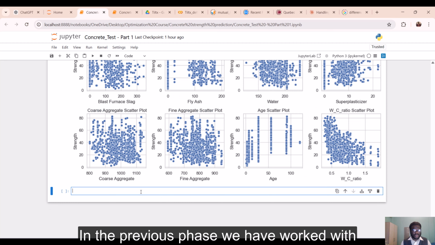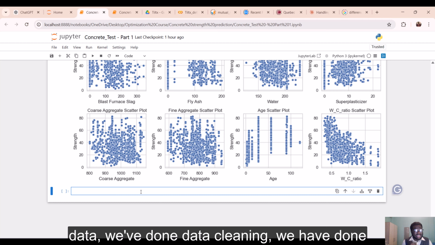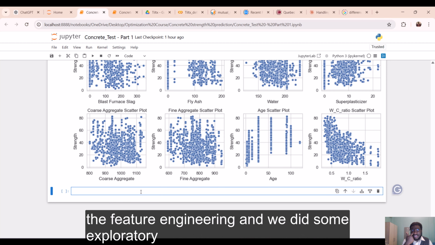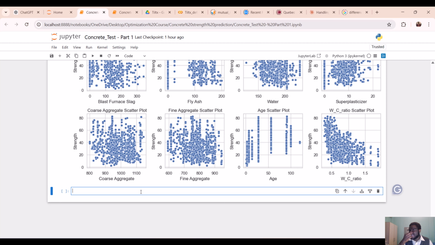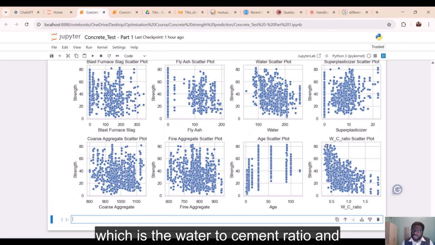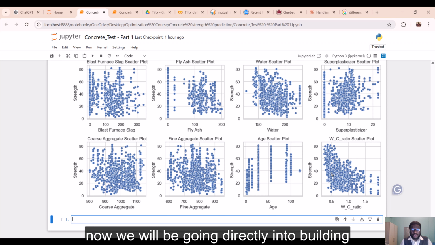In the previous phase, we worked with data, we did data cleaning, we did feature engineering, and we did some exploratory data analysis. In the process, we created a new feature, which is the water to cement ratio. And now we will be going directly into building our first model.